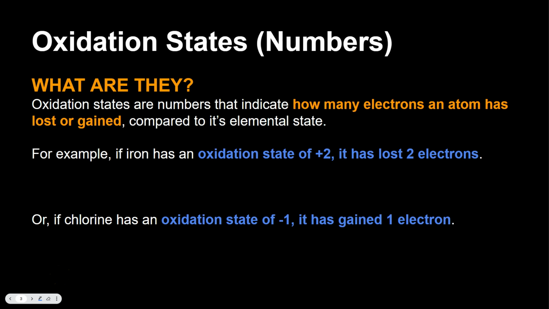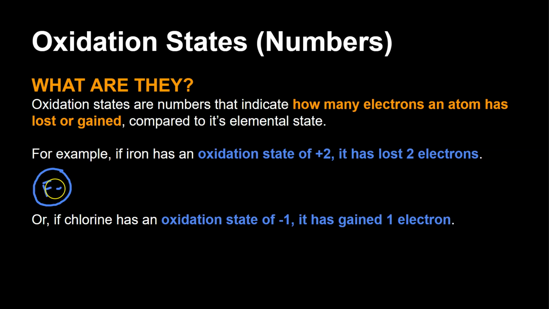Hey everybody, in this video we're going to talk about oxidation states, sometimes called oxidation numbers, what they are and how to determine them. Let's begin with what they are. Oxidation states are simply numbers. Each atom is going to get its own number, its own oxidation state, and that number is going to tell you how many electrons this atom has lost or gained in comparison to its normal elemental state. The best way to understand that is with some examples.